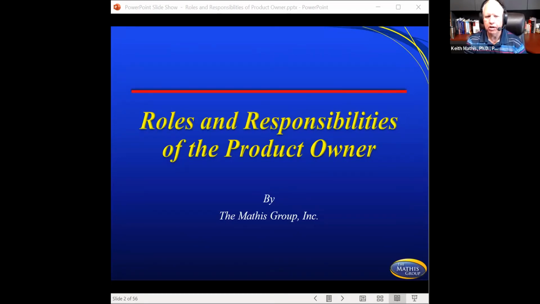All right, so let's get started then. Today we're going to talk about roles and responsibilities of the product owner. The product owner is an interesting role, because with all the different flavors of agile coming out, you'll start seeing people use the term product owner, but a lot of times they're using it a little differently than you use it for Scrum.